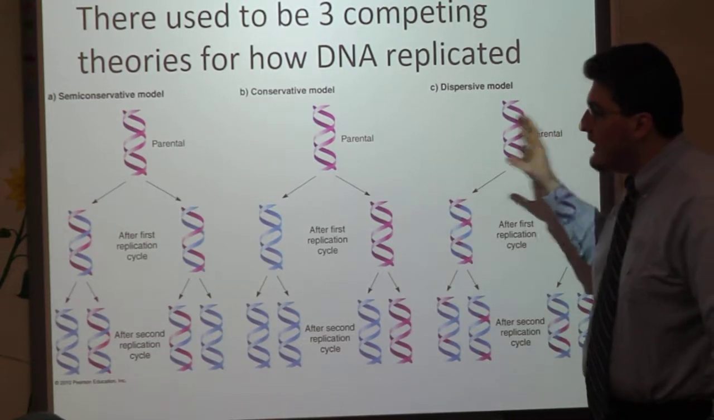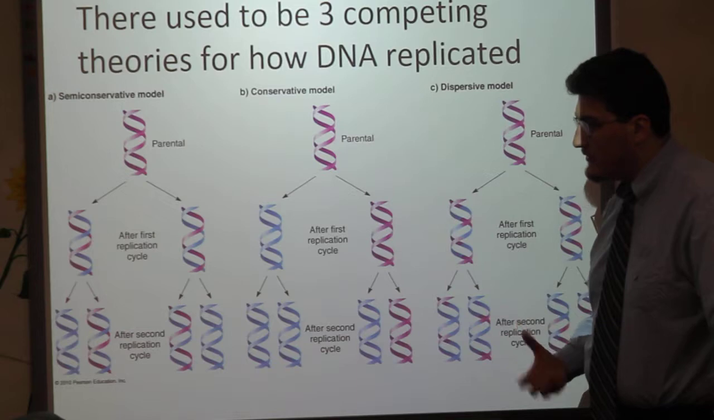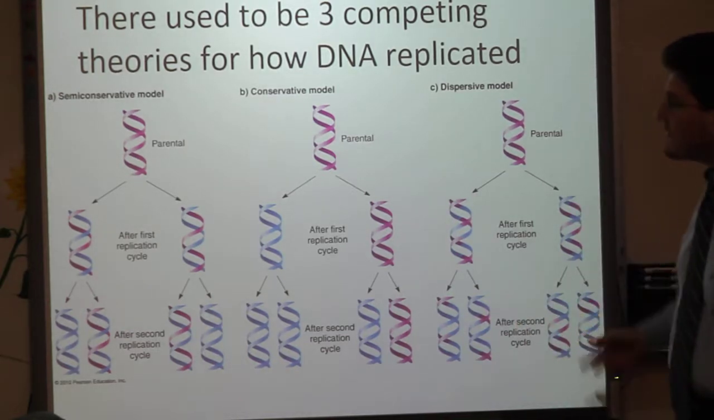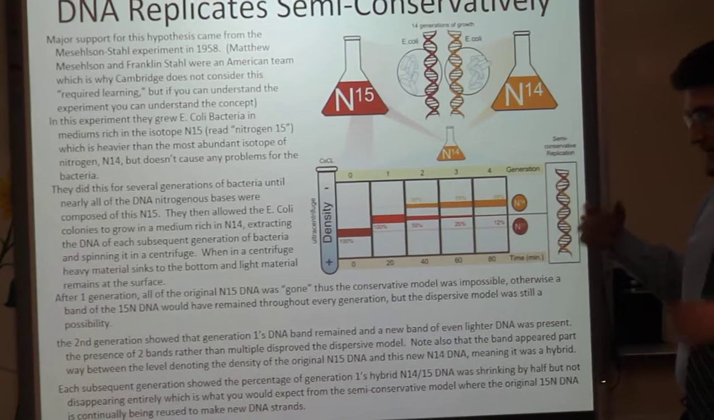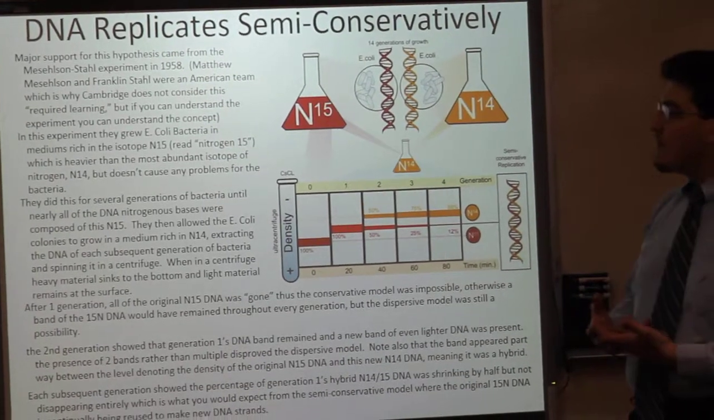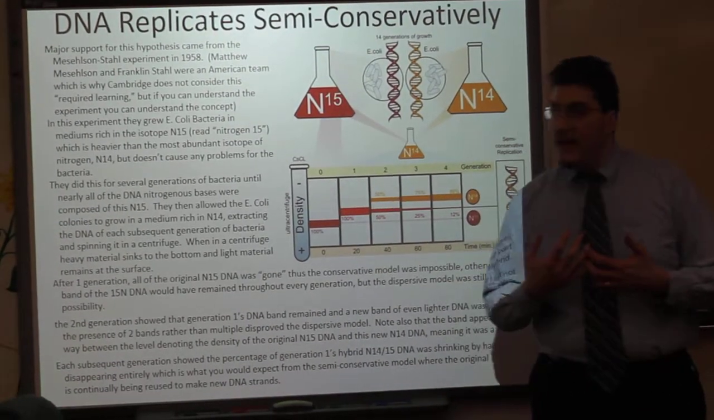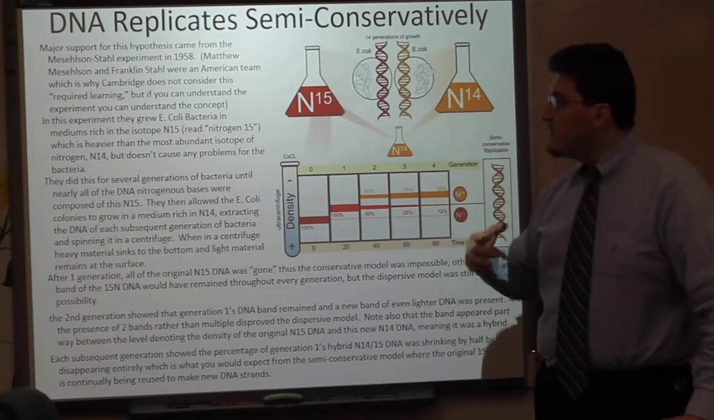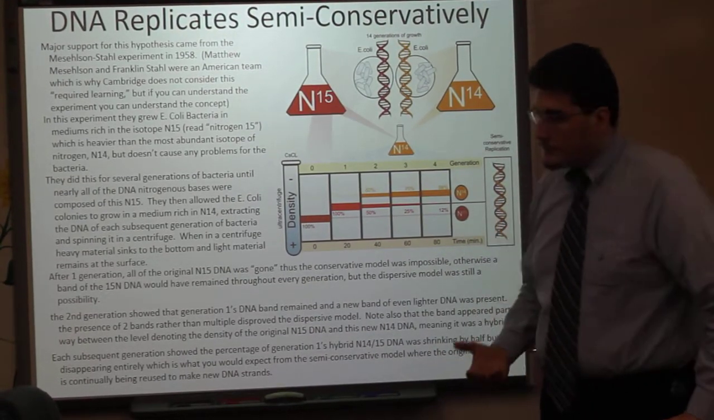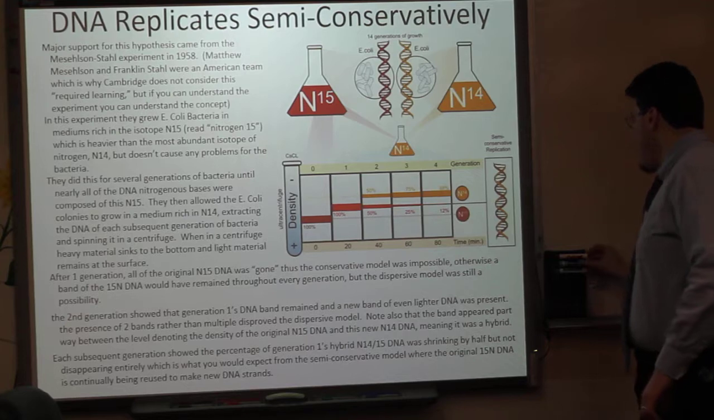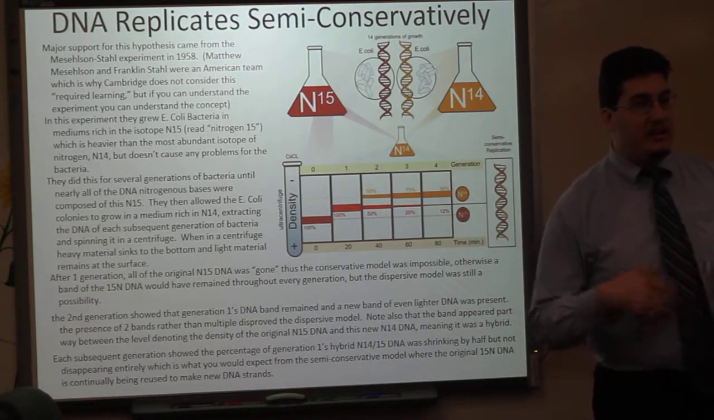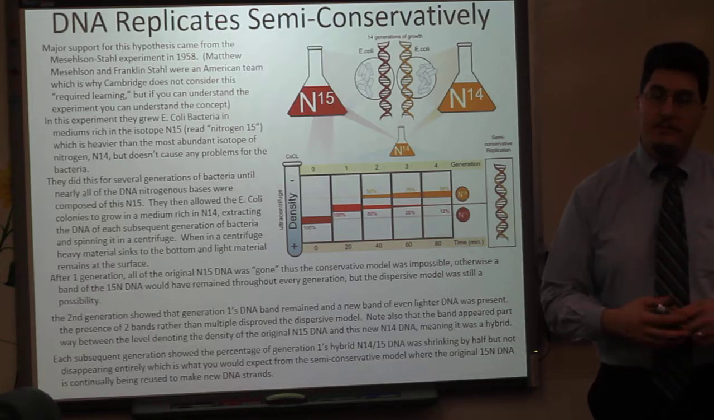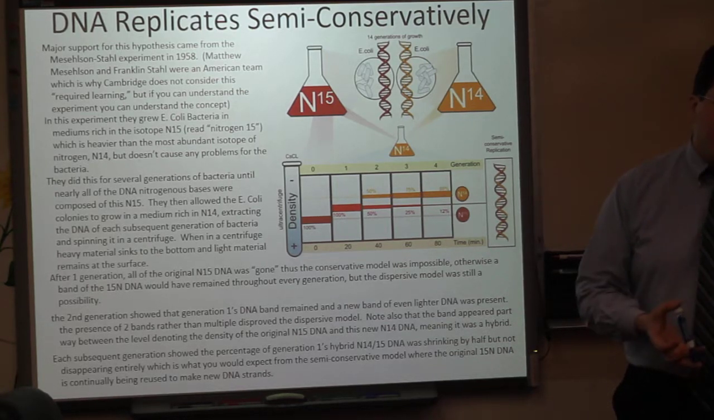So, how is it that we came to have this evidence? We came to have this evidence through the work of Meselson and Stahl. Now this is a big nasty slide, but effectively this is an experiment where they took bacteria and grew them in an environment rich in nitrogen-15. Nitrogen-15 is an isotope of nitrogen, which is an element on the periodic table.